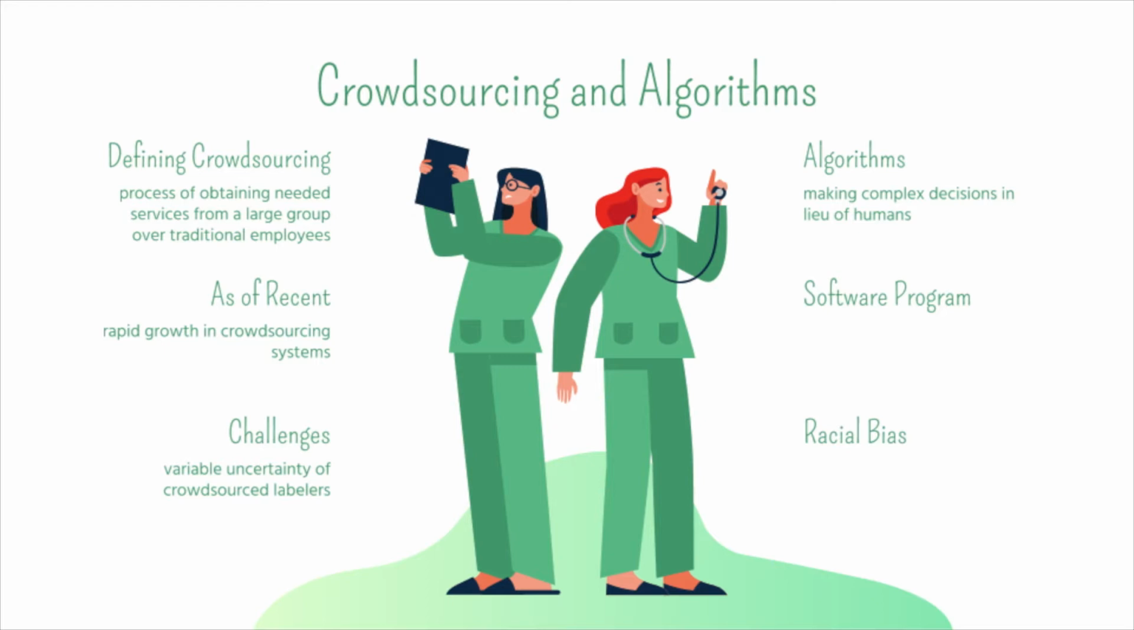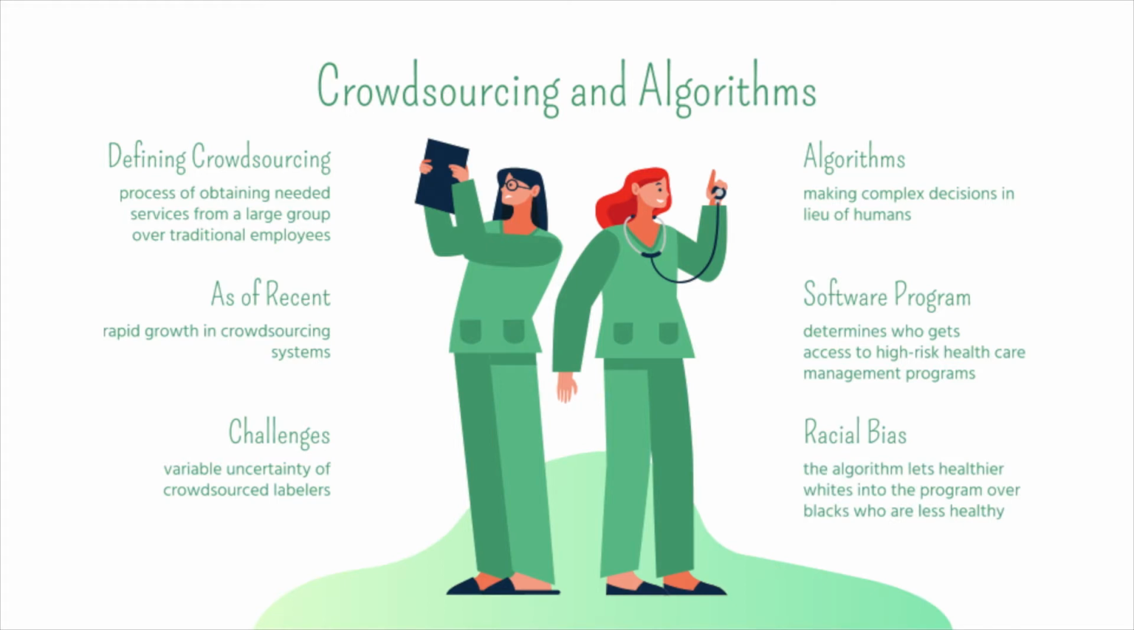Currently, the use of algorithms have been so integrated that some are even being used to make complex decisions in lieu of humans. However, there are some downsides with using algorithms to make these decisions. For example, a software program that determines who gets access to high-risk healthcare management programs is said to exhibit racial bias, because it has consistently let healthier whites into the program over blacks who are less healthy. The issue with this lies in patient risk, because the algorithm determines who should have access based on how likely they are to benefit the program.